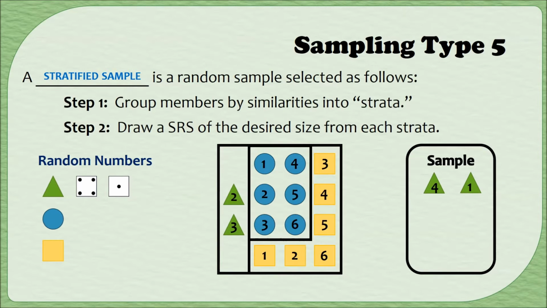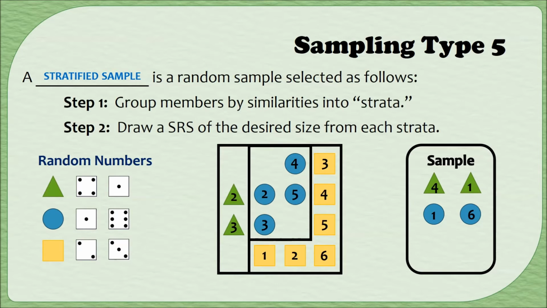Then I did the same thing for the circles and squares. I rolled 2 dice for the circles, and I got a 1 and a 6. So circle 1 and circle 6 go into my sample. And for the squares, I rolled a 2 and a 3. So I put square 2 and square 3 into my sample box. And that's how you find a stratified sample.